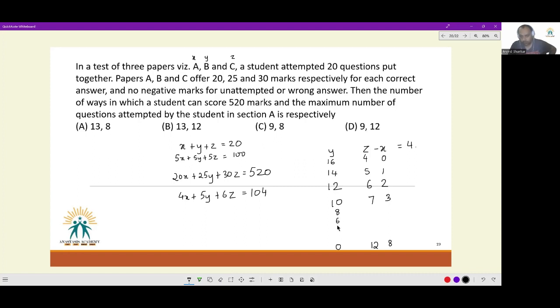Or for the sake of clarity, let me write down every case. 8, 4, 9, 5, 10, 6, 11, 7. These are all the 9 cases, and the maximum possible value of x is going to be 8. There are 9 such cases, and the maximum possible value of x is 8. So the answer to the question has to be option C.